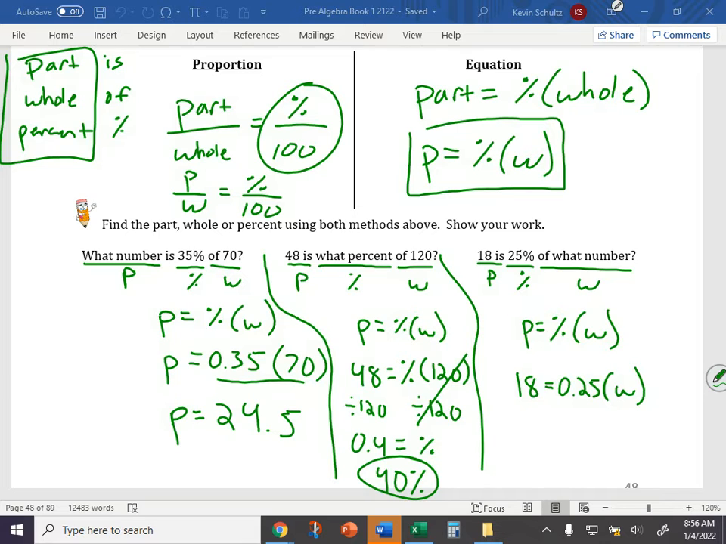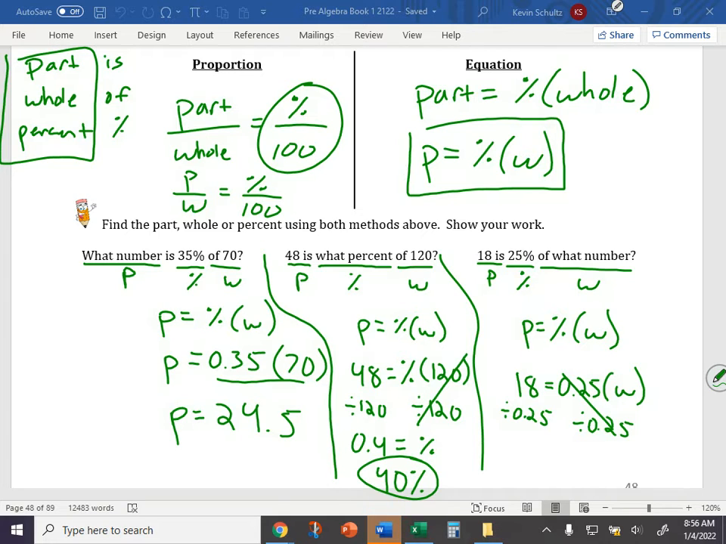Haley, how would you solve this equation? I would divide 0.25 and 18 by 25. Good. Since we are multiplying our whole by 0.25, like we did in the previous one, we're going to be dividing both sides by 0.25 to cancel this out.